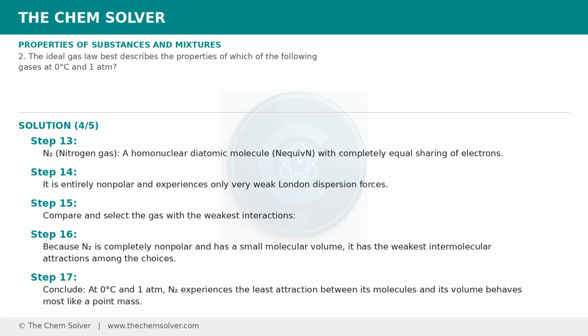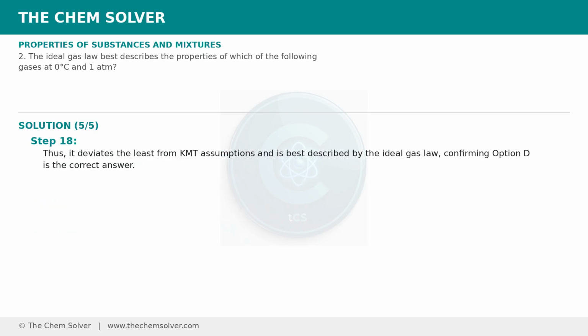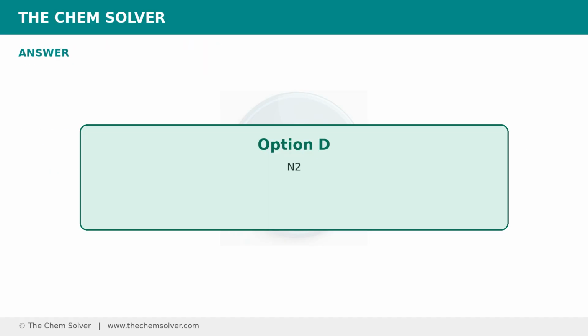Conclude, at 0 degrees Celsius and 1 atmosphere, N2 experiences the least attraction between its molecules and its volume behaves most like a point mass. Thus, it deviates the least from KMT assumptions and is best described by the ideal gas law. Confirming option D is the correct answer. The correct answer is option D, N2.